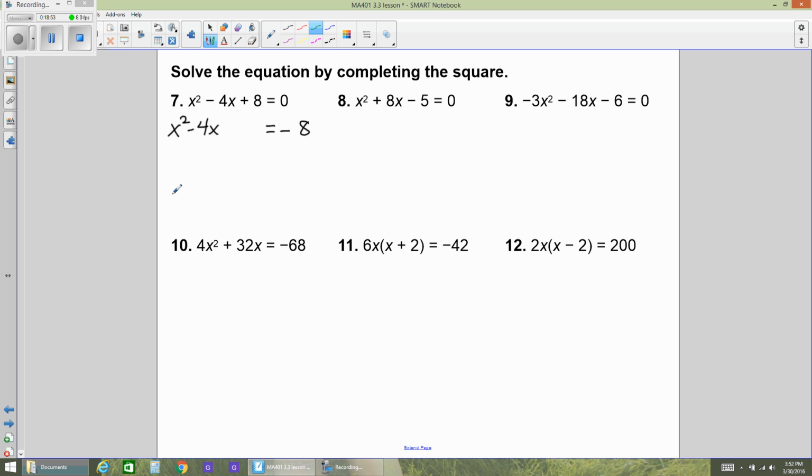Half of negative 4 is negative 2, and negative 2 squared is a positive 4, so that's what I'm going to add to both sides. That makes x minus 2 quantity squared equals negative 4. Okay, I'm going to square root both sides, so I get x minus 2 equals plus or minus 2i. I'm going to add this 2 to both sides and get 2 plus or minus 2i.